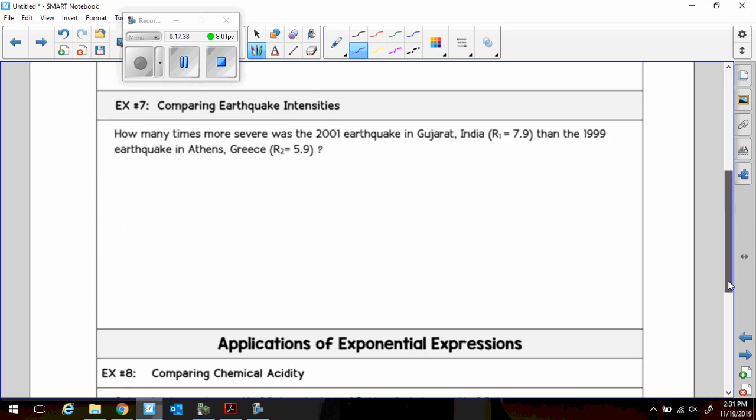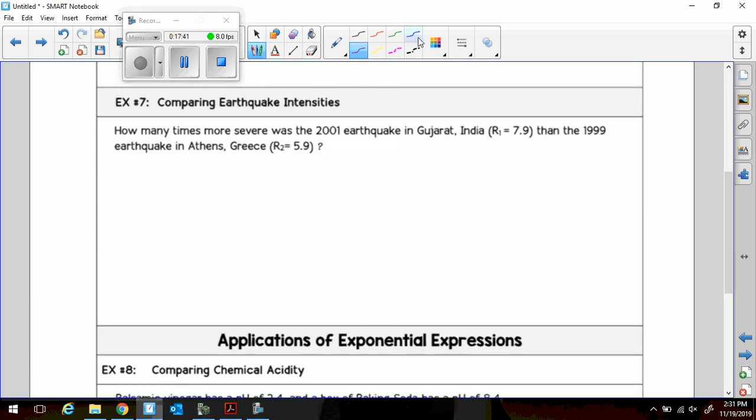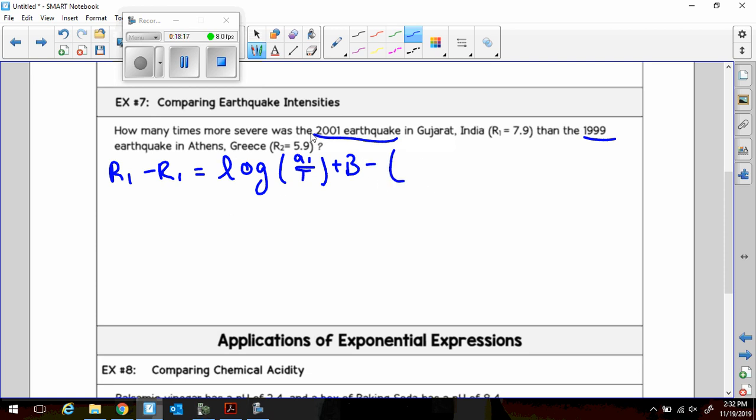So this one says, comparing the earthquake intensities. I have seen this on the SAT, so I'm going to go over it. It says, how many times more severe was this earthquake than the other? And this is what we're going to do. We're going to say R1 minus R2. We're going to see how much bigger it is or how much more intense. We know that the formula for earthquake is log of A1 over T plus B. But we're going to subtract the R2 from R1.